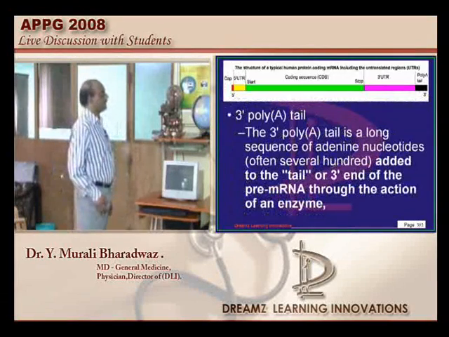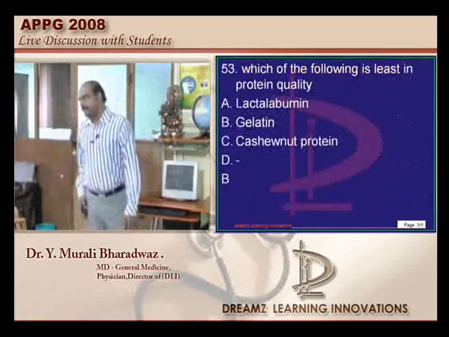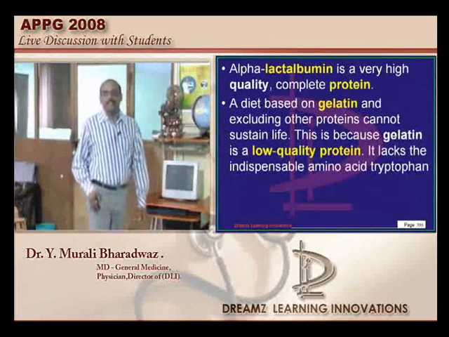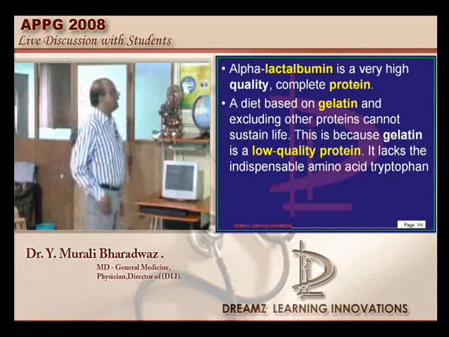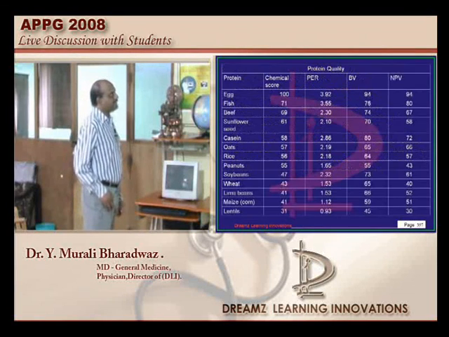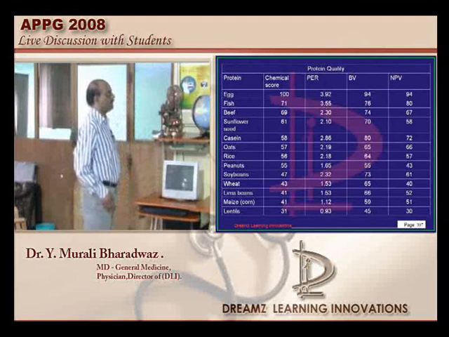Now let us go to the next question. What is the least quality protein? Gelatin is least quality. Lactalbumin is a complete and high quality protein. Why is gelatin the least quality? Because of the absence of tryptophan in it. Then according to the protein quality, foods can be divided. Egg is considered to have the highest biological value protein that you ever come across.